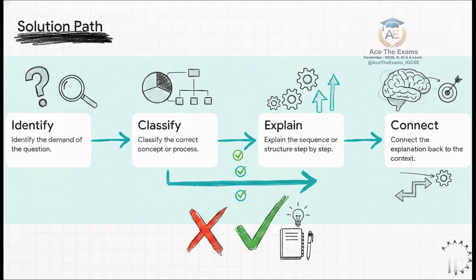Step 3. Explain the sequence step by step. Many computer science topics are entirely process-based, which means the order absolutely matters. If you swap Step 2 and Step 3 of how a laser printer works, the whole answer collapses. Step 4. Connect to the context, providing a specific advantage, disadvantage, or a design choice. This discipline sequence is our computer science success blueprint.